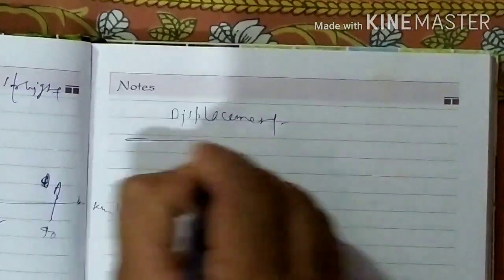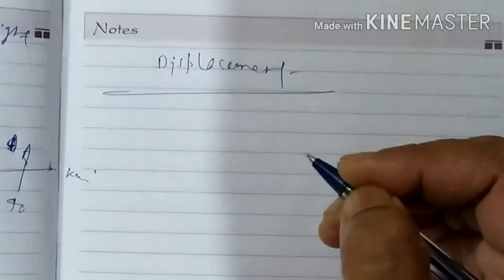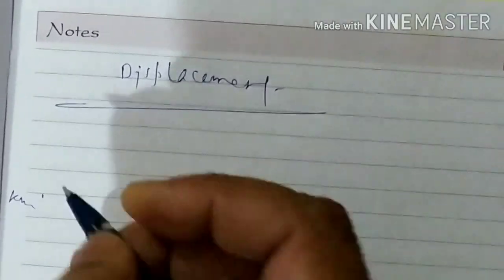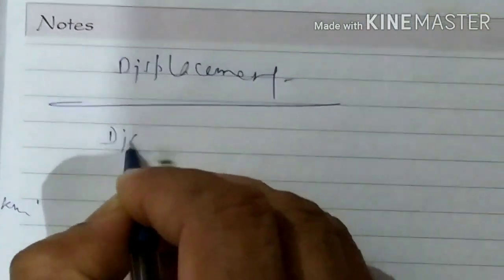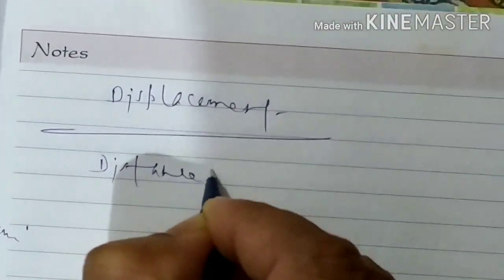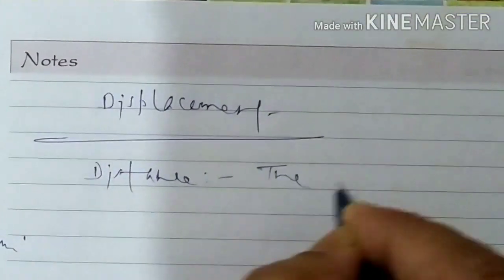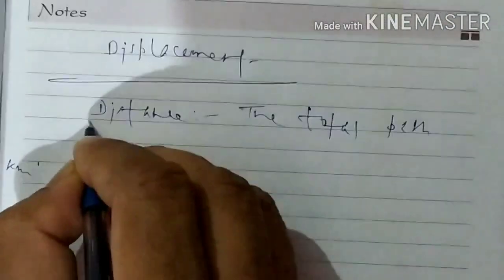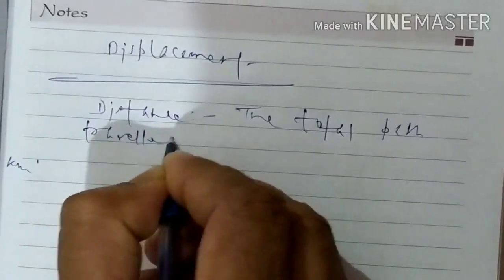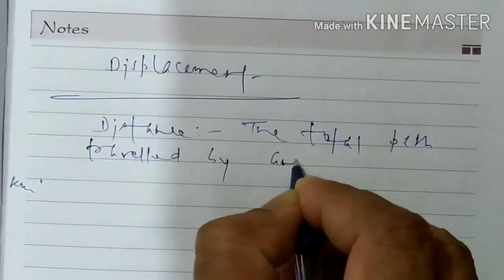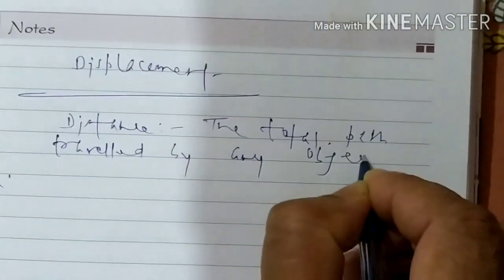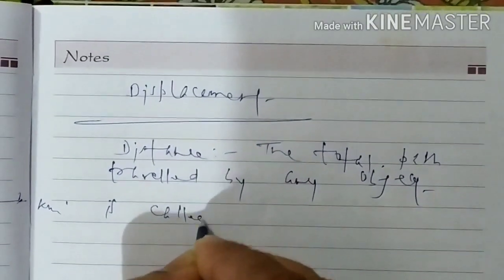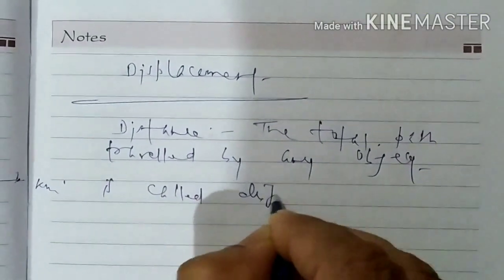So with the concept of this example, now we can define distance and displacement. So dear students, see, what is distance? The total path traveled by any object is called distance.